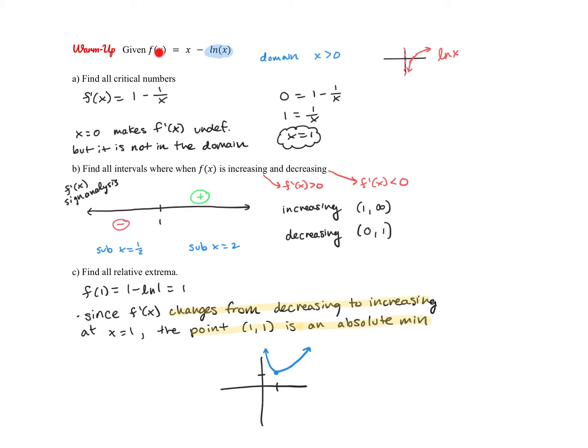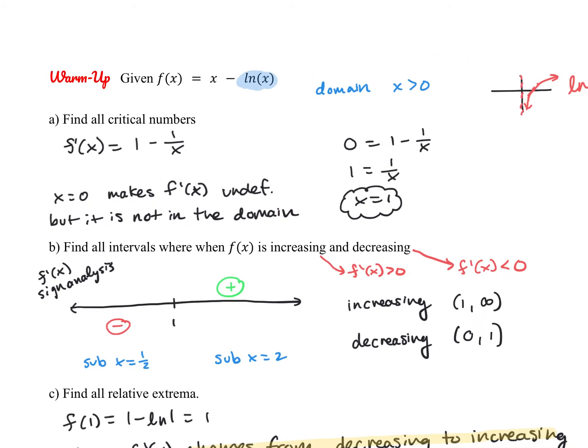So first, it's important to note the domain of our original function, and because of this natural log portion, we know that the domain must be greater than 0. Just a reminder of what our natural log function looks like. So we do have that vertical asymptote, and it's only defined for values greater than 0. So to find critical numbers, we find our derivative. We know that the critical numbers occur when the derivative is undefined or 0.